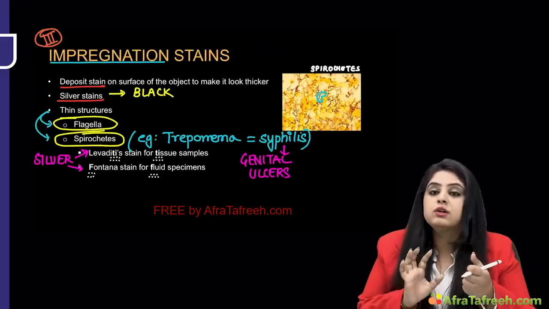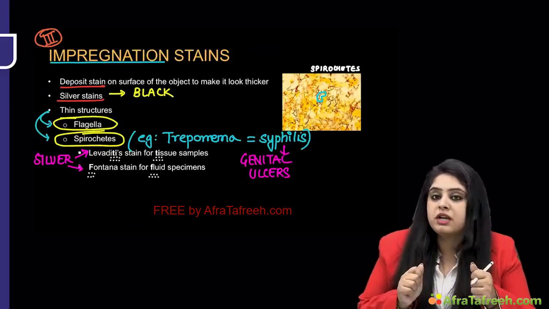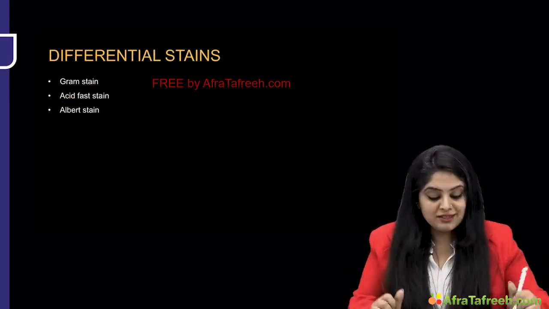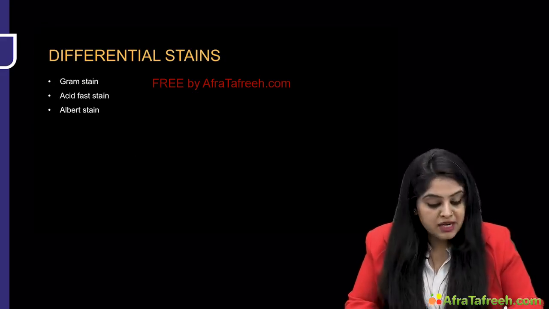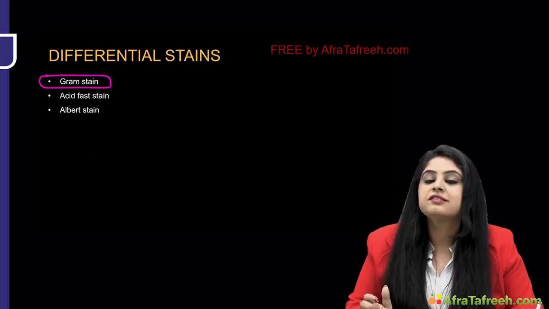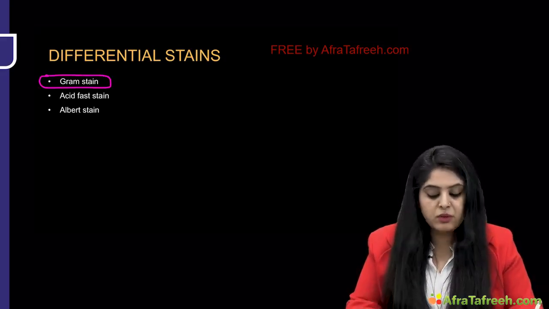What is the third one? The third one is the impregnation stains. What is impregnation? Impregnation basically means a thin structure has been made fatter. Now finally entering into the world of colors. Differential stain, the bread and butter of every microbiologist, gram staining. Then acid fast, then Albert. Let's start one by one.